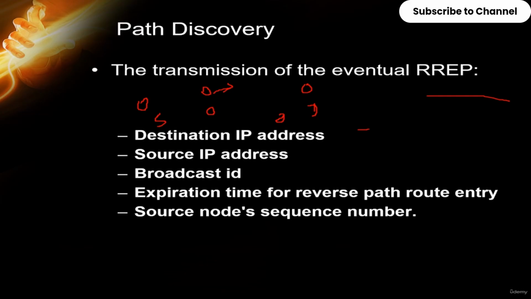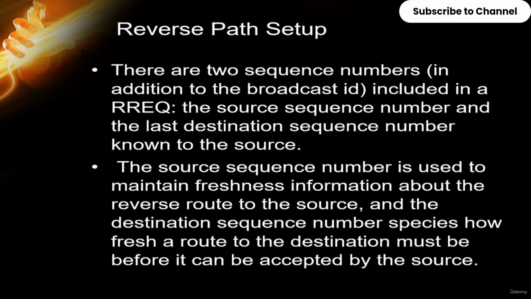So here, if you see, it has the following information: destination IP address, source IP address, broadcast ID, expiration time for the reverse path route entry, and source node sequence number. So these are the things happening with this RREP packet. Now the reverse path setup needs to be established. The reverse path setup consists of two sequence numbers. They are the source sequence number and the last destination sequence number.